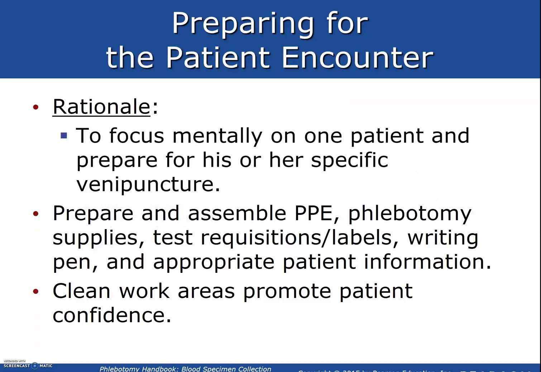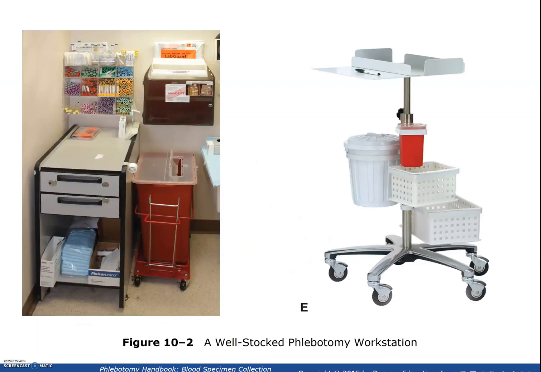Preparing for the patient encounter, the rationale is to focus mentally on one patient and prepare for his or her specific venipuncture. We're going to prepare and assemble our PPE. Biggest piece of this would be our gloves, phlebotomy supplies, test requisition labels, writing pen, and appropriate patient information. We're going to clean the work areas to promote patient confidence as well. And this is a well-stocked phlebotomy workstation as seen.